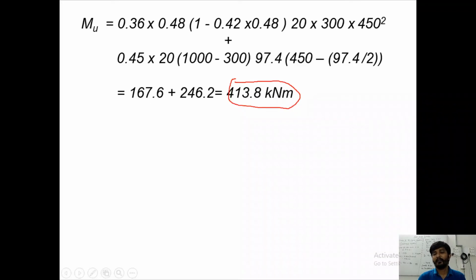Right, so these are some of the examples that you can solve. So you need to remember the equations. If not, you need to know the clause number, IS 456:2000, from where you can refer later on by solving these examples. Right, so this is how you can do the analysis of the flanged beams.